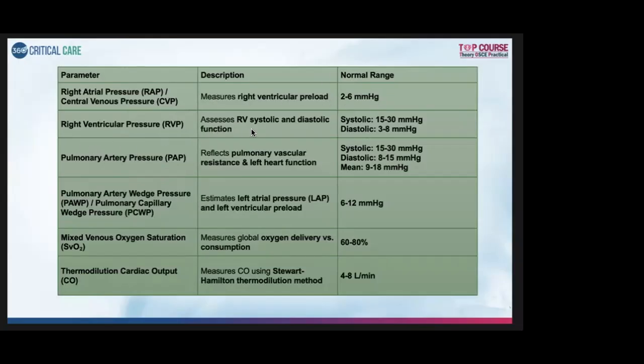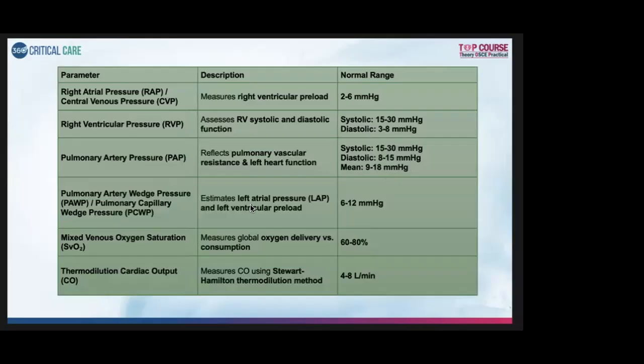Right ventricular pressure value, systolic is around 15 to 30 millimeter mercury. Diastolic is around 3 to 8 millimeter mercury. And the pulmonary artery systolic pressure will be the same as the right ventricular systolic pressure, and diastolic pressure will be higher than the right ventricle, that is between 8 to 15 millimeter mercury, and the mean pulmonary artery pressure is usually between 9 to 18 millimeter mercury.